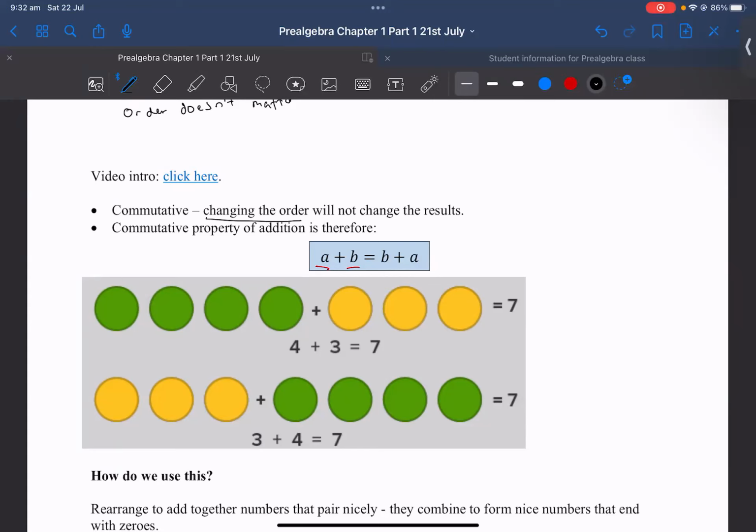All right. So if you look at the counters, there's 7 of them, but it can be 4 green plus 3 yellow, or 3 yellow plus 4 green. It doesn't really matter the order you added it. It's always going to be 7 regardless. Sort of a visual way to see it as well, right?